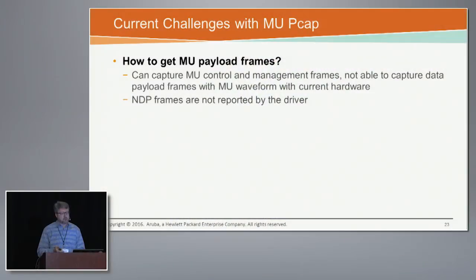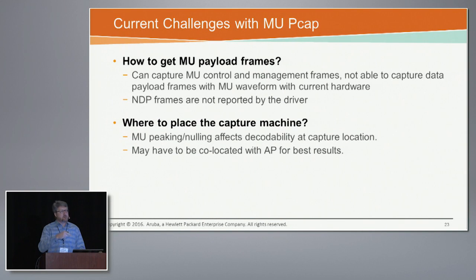Okay, so how do you get MU payload frames? We talked about this. In addition to what we've just talked about, where do you put the capture machine? If you're splitting power to different directions, and particularly if you're in an SNR challenge condition, do you put it at the AP? Do you put it at the station? If we're peaking and nulling, the station that, if I'm station 1, I'm peaking and I'm nulling stations 2 and 3 for those spatial streams, and vice versa all the way down the line. So if I put the packet capture machine next to station 1, am I going to be able to pick up the spatial streams going to 2 and 3?